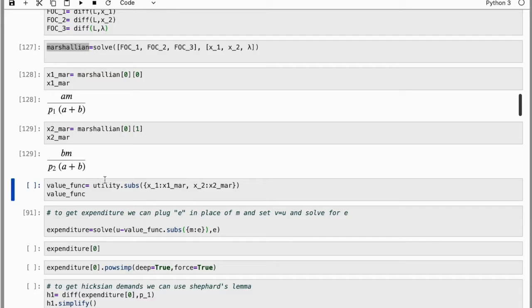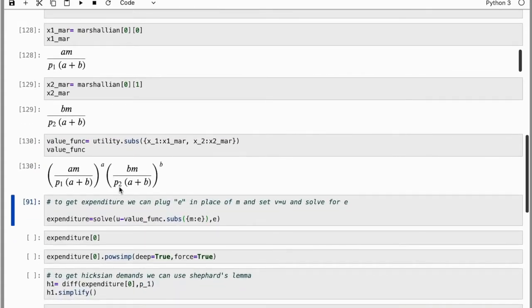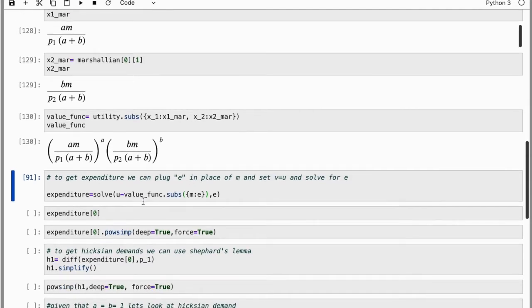And then the second question is to find the indirect utility function. So we are just going to substitute the value of x1 and the value of x2 into the utility function. We have already defined the utility function, so we're just going to say value function is equal to utility with the substitutions. In place of x1, we are going to plug in x1 Marshallian. In place of x2, we are going to plug in x2 Marshallian, and this gives us the value function. So far so good. Now we need the expenditure function.